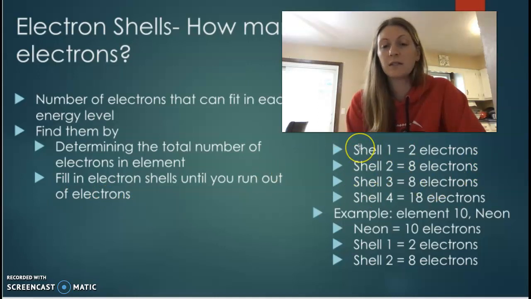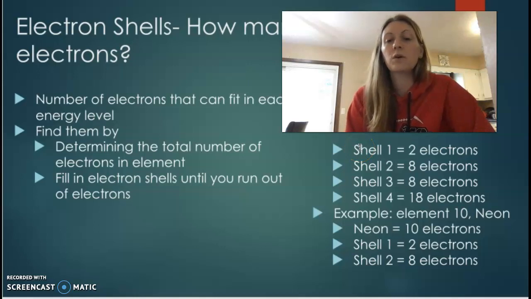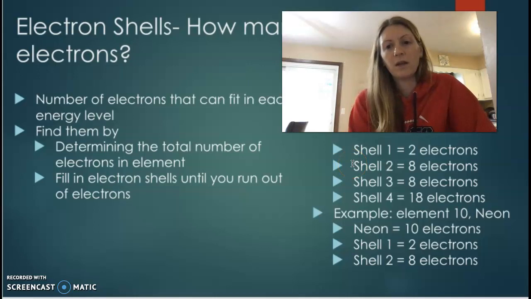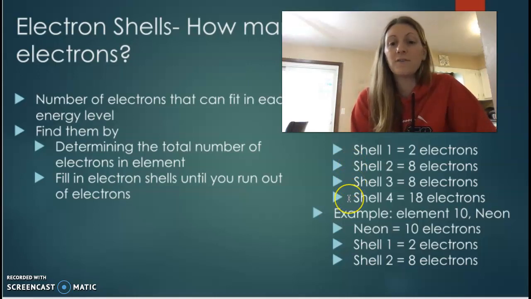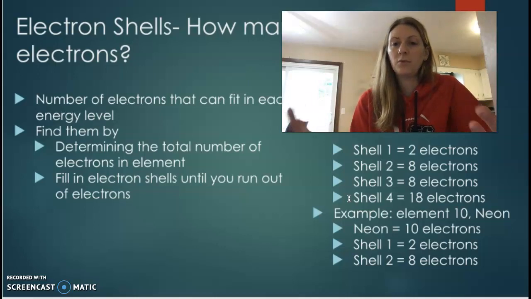So shell number 1 is going to be closest to the nucleus, and it can only hold 2 electrons. Shell number 2 is a little bit farther away, it can hold 8 electrons. Shell 3 can hold 8 electrons, but then shell 4 holds 18 electrons. So the farther away from the nucleus you get, the more space you have, the more electrons you can put in there.